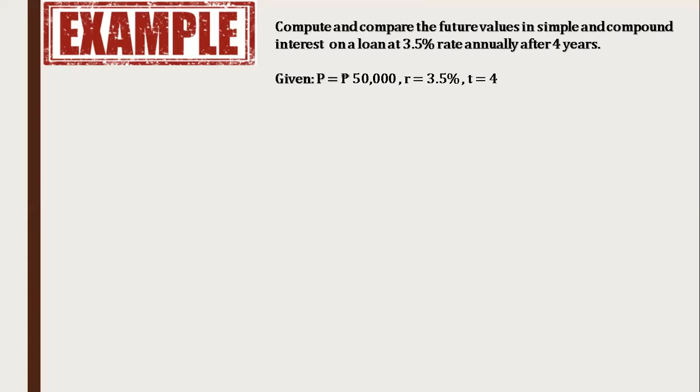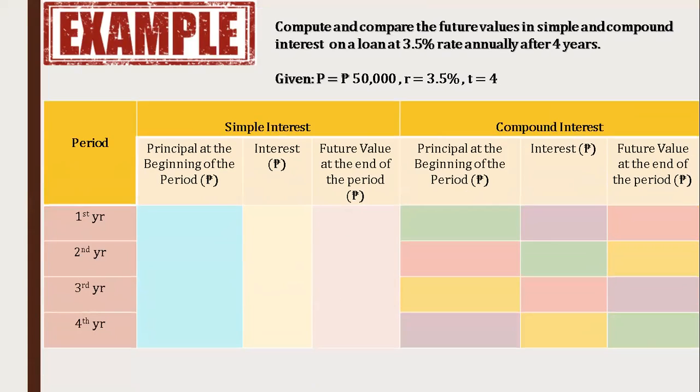Okay, in this example, we are going to compute and compare the future values in simple and compound interest on a loan at 3.5% interest rate annually after 4 years. So we have the same given, which is the principal, 50,000. The rate is 3.5% and time is equal to 4. Let's compute and compare the future values in simple interest and compound interest. Let's see what will happen.